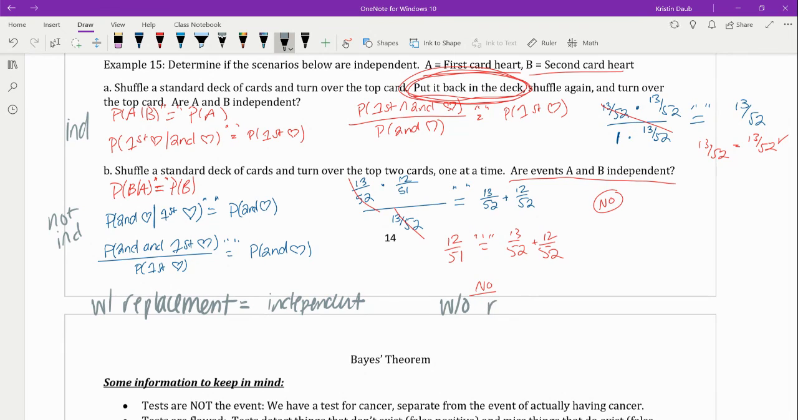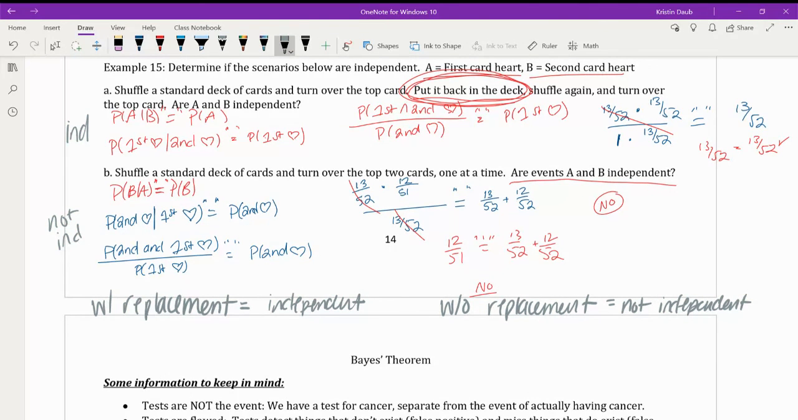However, anytime you're sampling without replacement, which is the case of the second one, we don't put that first card back in before we choose our second card. Those are never going to be independent. This is a rule of thumb, and you are 100% okay to say, I am sampling with replacement, therefore it's independent. Or vice versa, I am sampling without replacement, therefore these events are not independent. If you are not told this, and it asks you to check things mathematically, you can use the two formulas, keeping in mind that they both do have to be true.